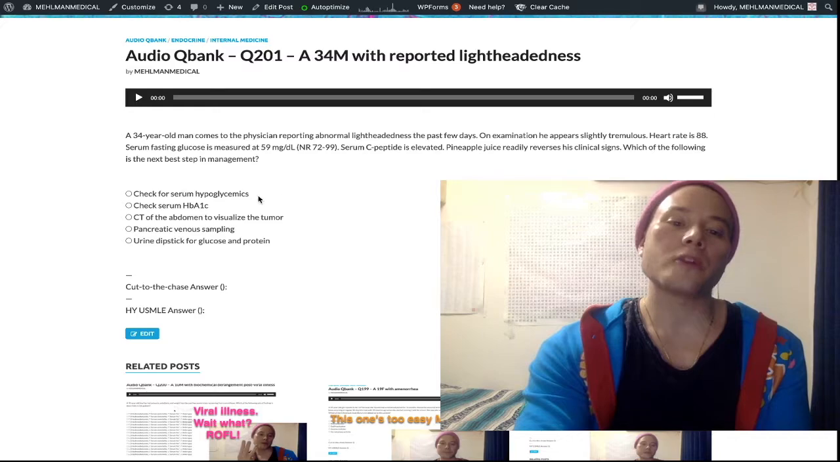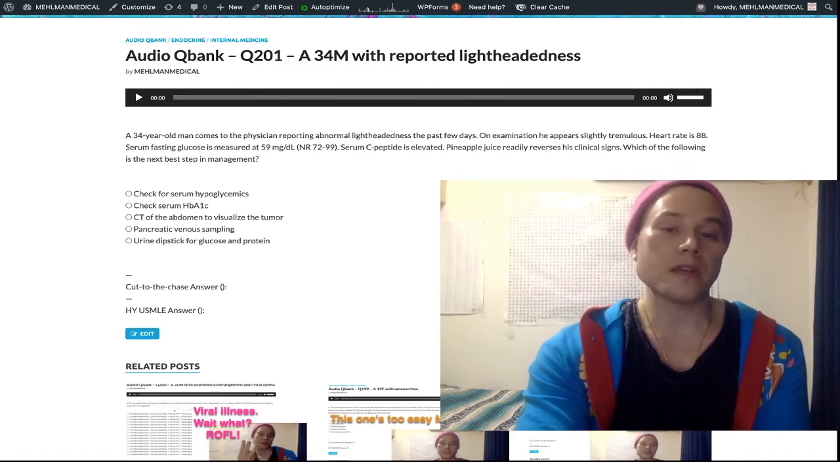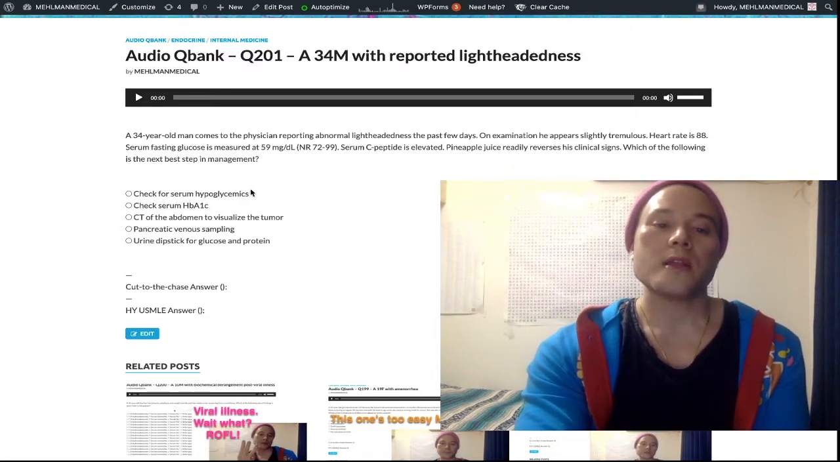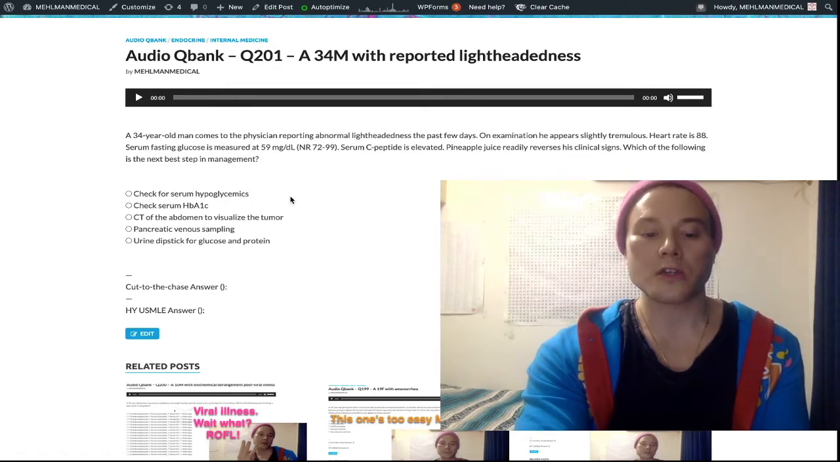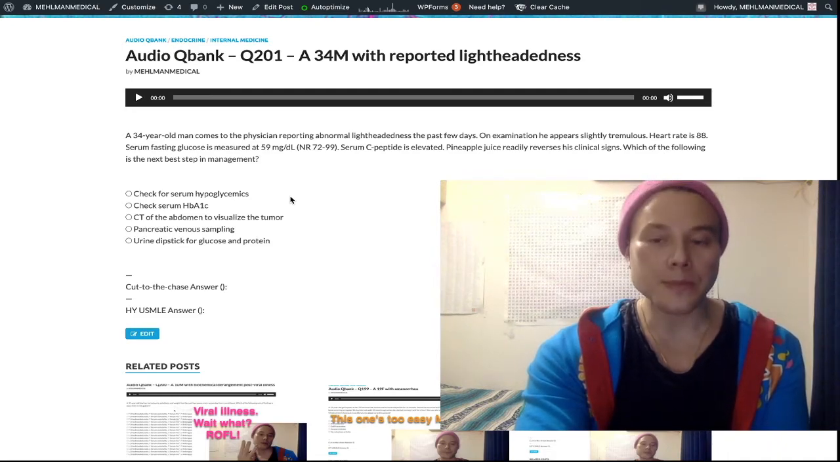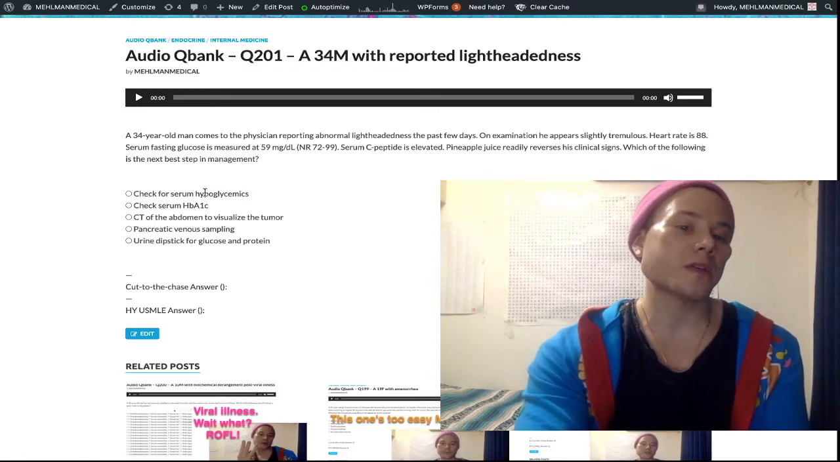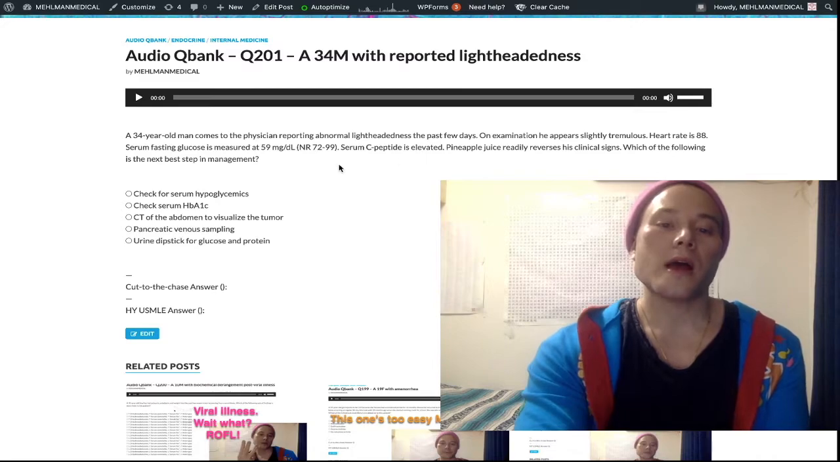Sulfonylureas are going to close that ATP-gated potassium channel without the need for ATP. So potassium builds up in the cell, calcium influxes, insulin is released. That's what insulin secretagogues do. Serum sulfonylureas such as glyburide, glipizide. So if a patient is taking sulfonylurea, not injecting insulin, but taking sulfonylurea, then insulin levels will be high and C-peptide levels will be high.